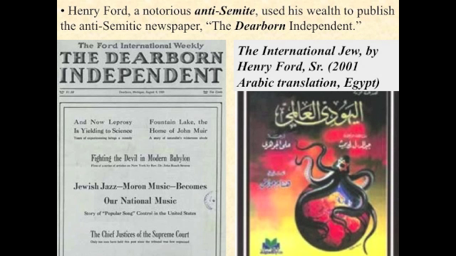Ford was also very anti-Semitic, meaning that he did not like Jews. It was very well known that he didn't like Jews, and he would use his money to publish things against the Jews, as in the two newspapers that you can see here.